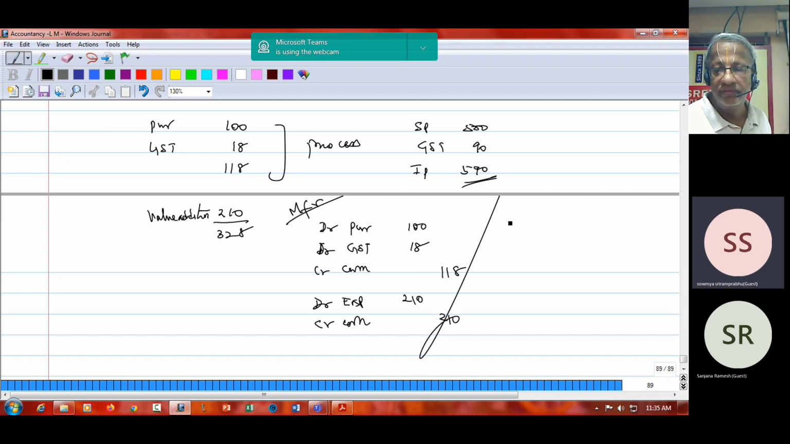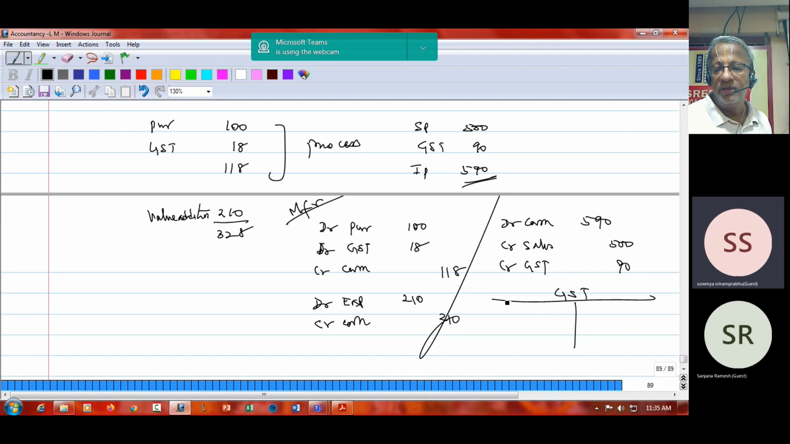When the sale is made: debit cash 590, credit sales 500, then credit GST 90. Now I will open the GST account. In the GST account I have 18 on the debit side and 90 on the credit side. How much do I have to pay to the department now? 72, because I have already paid 18. Was this 18 included in my purchase cost? In purchases I have taken only 100.